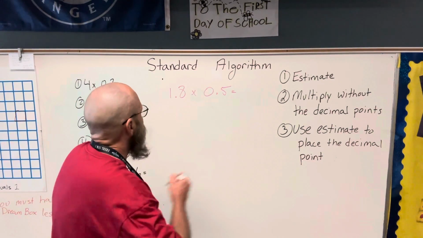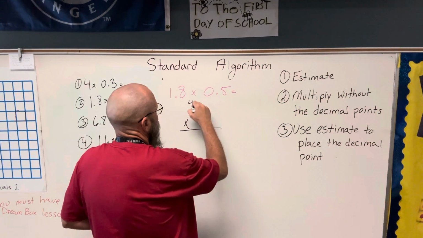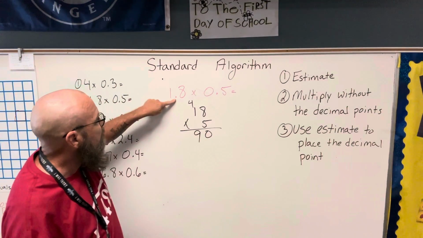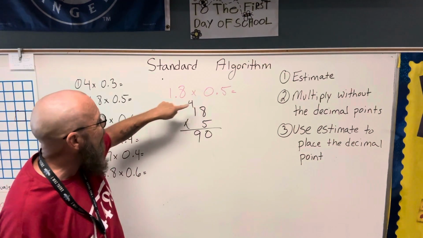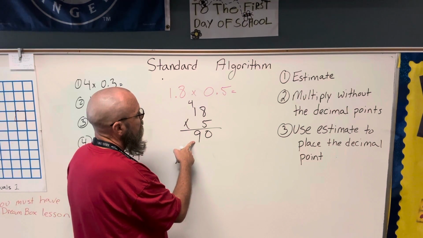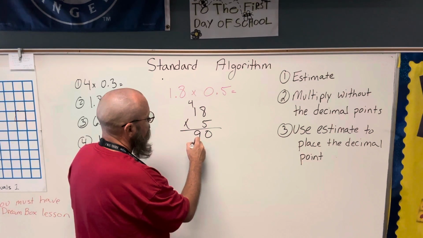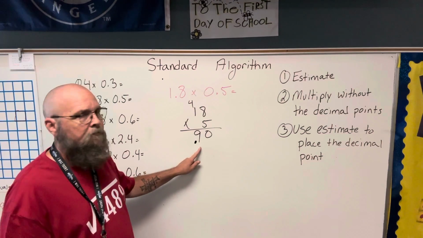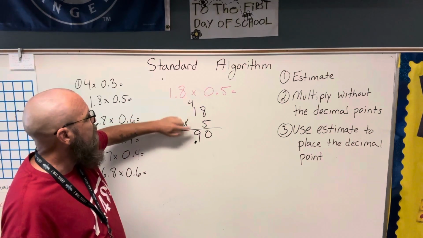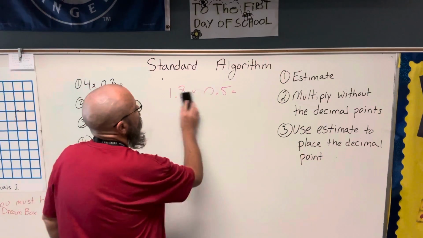I'm going to multiply without the decimal points. So I have 18 times 5. I end up with 90. It has to be less than 1 8/10. It's going to be half of 1 8/10. So if I put my decimal point here, it's less than 1. If I put it here, it's 9. If I put it here, it's 90. So it's going to be that, 9/10 or 90/100ths, because I said it's going to get smaller, and 9 is half of 18. So that's how I came up with placing my decimal point there.